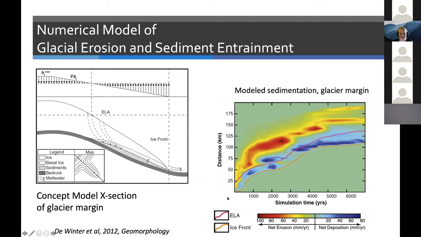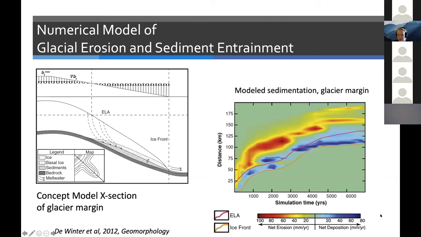And I'm just going to show you one graph. This is simulation time, starting at deglaciation and running to the present. And it's distance from the glacial front and the ELA, the equilibrium line altitude, across a large cross section of the ice sheet. So the area where there's ablation versus accumulation on the glacier. I should have added the color scheme here.